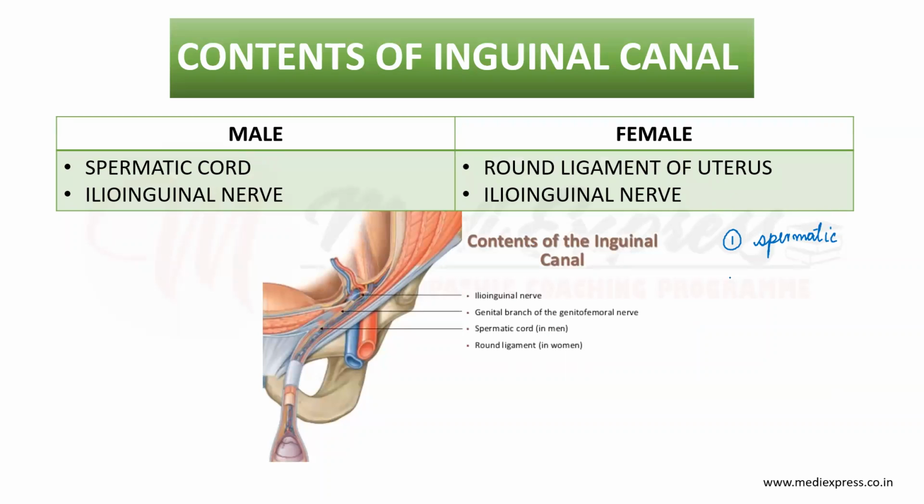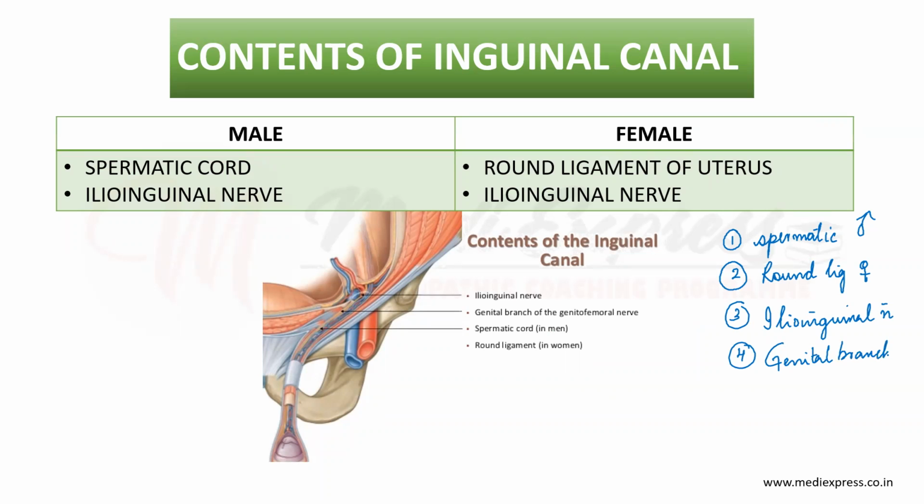I've already mentioned here. It will write again spermatic cord, then round ligament. Spermatic cord in males, round ligament in females. Apart from that, we have the ilioinguinal nerve. Then we have the genital branch, all right? Genital branch of genitofemoral nerve. So these four are basically the contents of the inguinal canal.